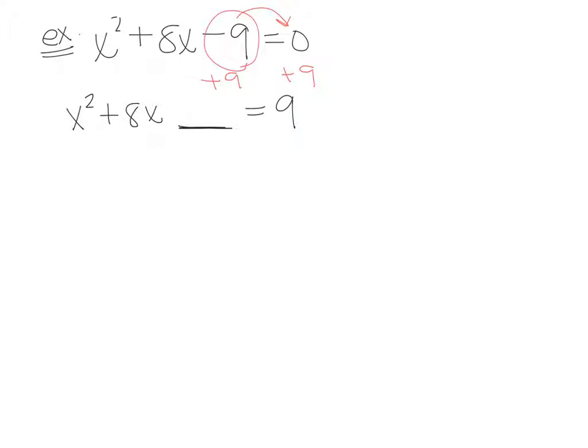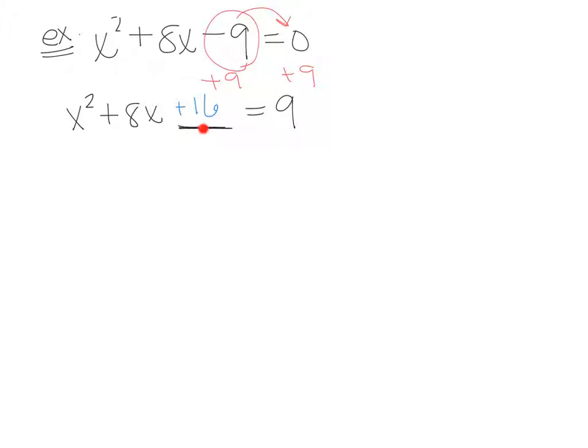So I'm going to take half of my middle term, which is 4, and now I'm going to square it. So I'm going to add 16. Ladies and gentlemen, here's where you really want to make sure you're paying attention. Notice I magically added 16 on this side of my equal sign, because I completed the square.